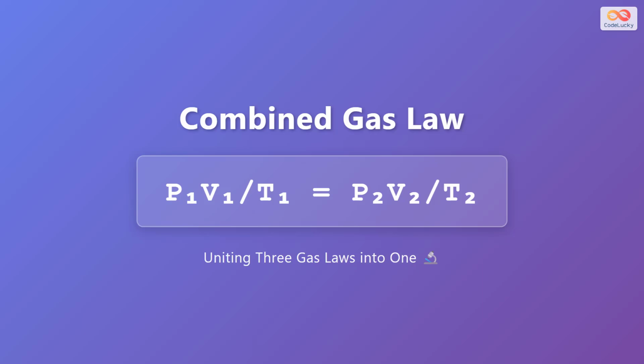This powerful equation brings together three fundamental gas laws into a single relationship. The formula is P₁V₁ divided by T₁ equals P₂V₂ divided by T₂. This law allows us to predict how a gas behaves when multiple conditions change simultaneously, making it an essential tool for understanding real-world gas behavior.